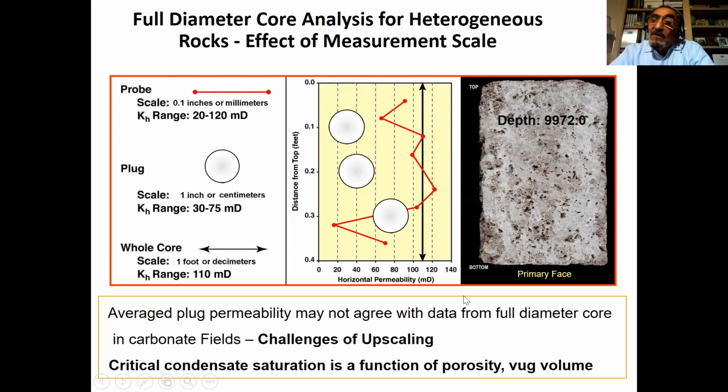And another example is I did the calculation or measurement of the critical condensate saturation in these rocks. And it shows that it's a function of the saturation, which is the amount of vugs that exist in here, rather than the matrix that is surrounding it. So it is very important to characterize the heterogeneity and its impact on flow.